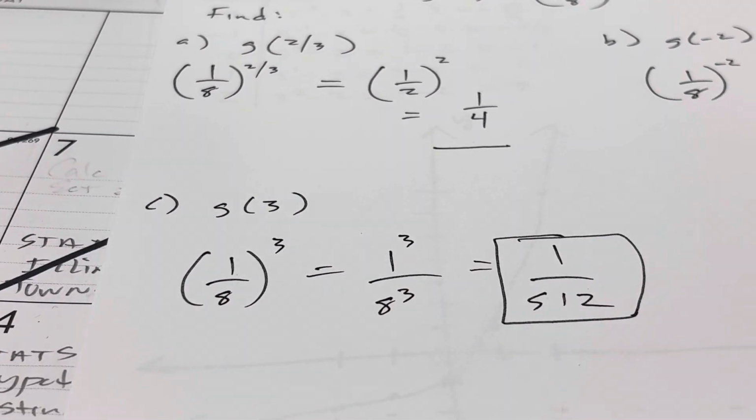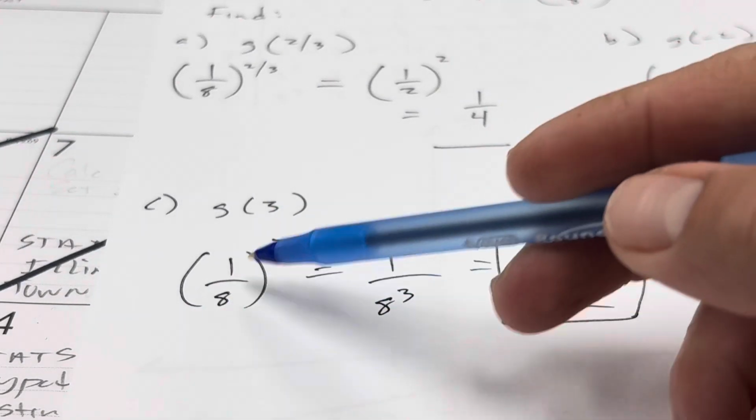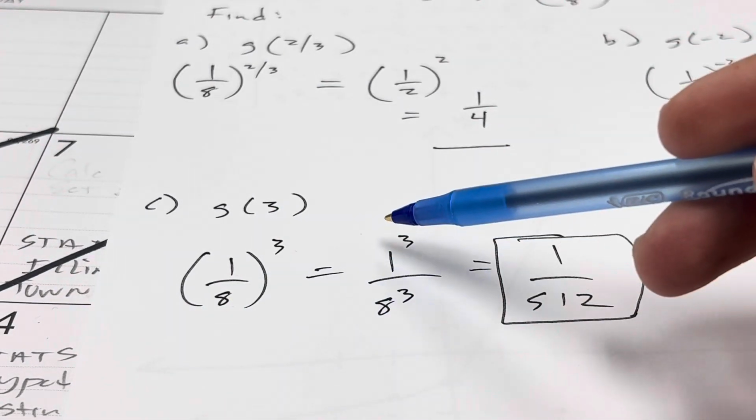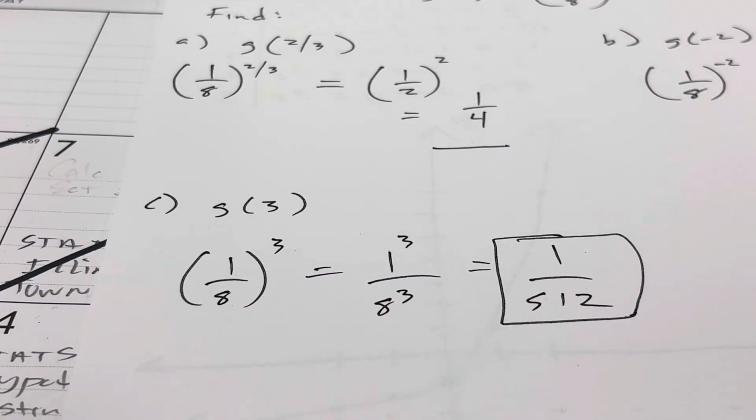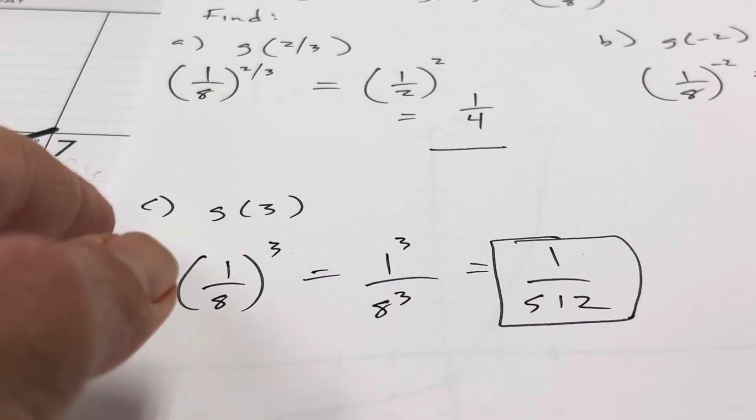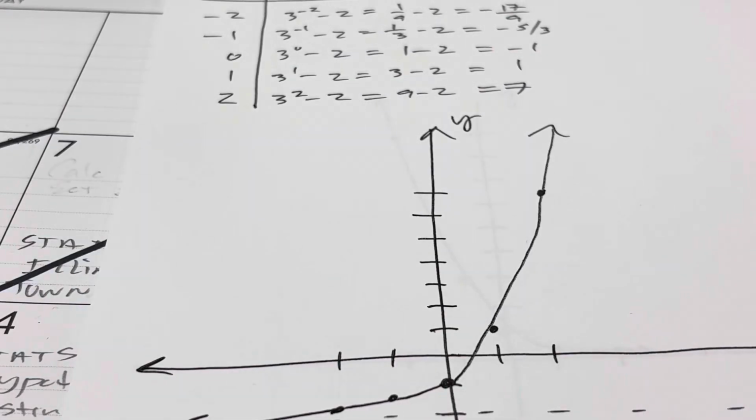And then finally we have g of 3, so that's 1/8 to the third power, which is 1 to the third over 8 to the third, which is 1/512. Pause this whenever you need to.